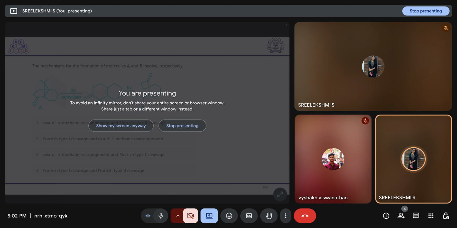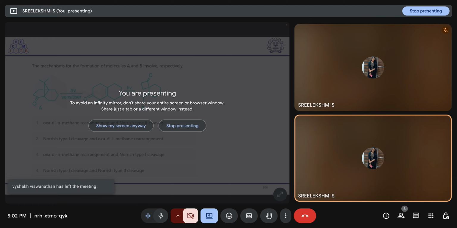The four options given are: option 1, oxadi-pi-methane rearrangement and Norrish type 2 cleavage. Option 2 is Norrish type 1 cleavage and oxadi-pi-methane rearrangement. Option 3 is oxadi-pi-methane rearrangement and Norrish type 1 cleavage. Option 4 is Norrish type 1 cleavage and Norrish type 2 cleavage. We have already discussed it in the last class, but we will start here so that you can quickly go through what we discussed. So, which will be the correct option here?